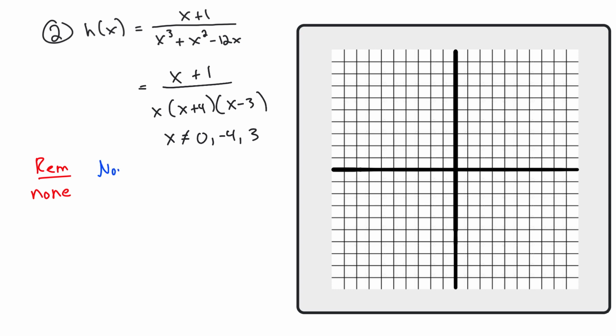For the non-removable, aka the vertical asymptotes, it's 0, -4, and 3. So there's one at 0, 1, 2, 3, -4. And 3.